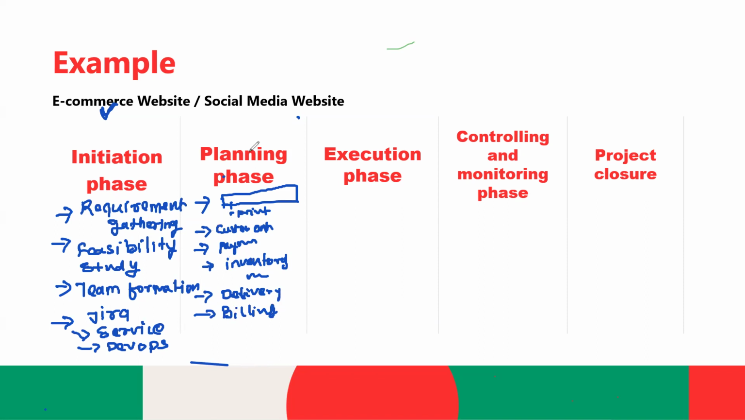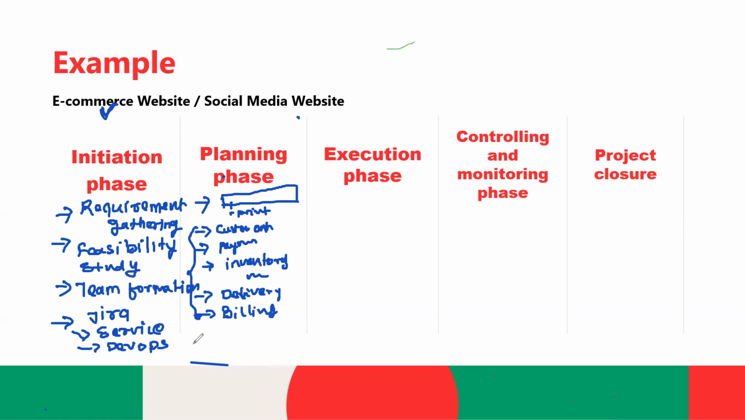So what we will do in the planning phase, we will identify what all modules are there, and in those modules what all functionality will be there. To achieve that functionality, what all APIs need to be developed, what all front end pages need to be developed, all those things will be decided in the planning phase. Anything else? Cost estimation will come under the planning phase.